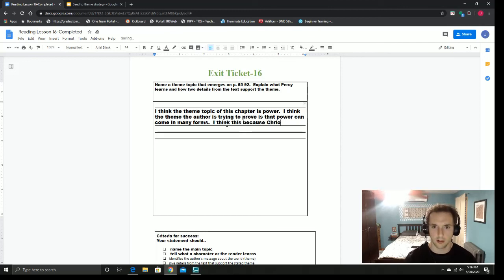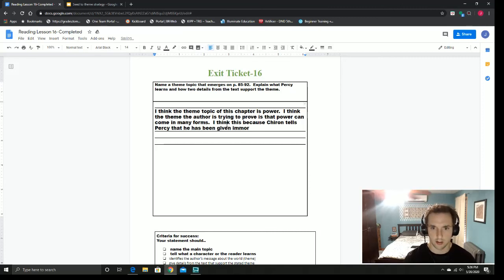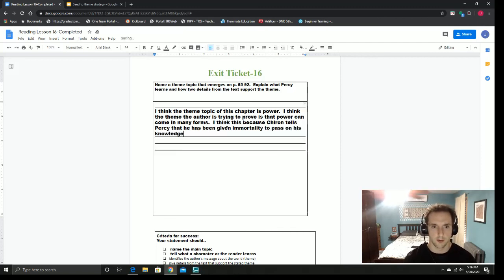Chiron tells Percy that he has been given immortality to pass on his knowledge to heroes as long as they need him.